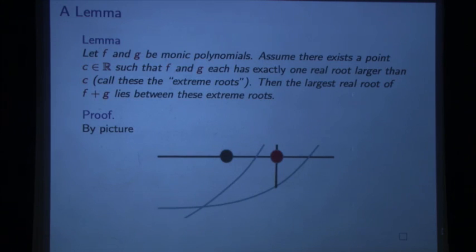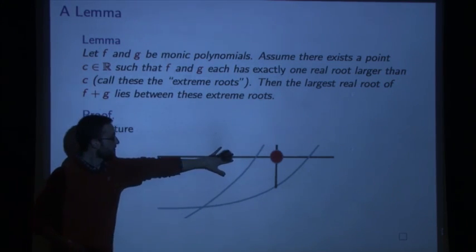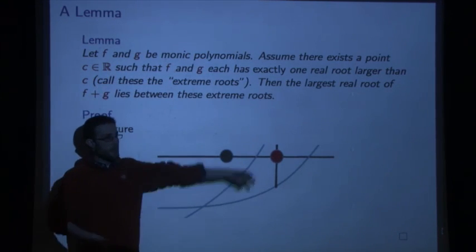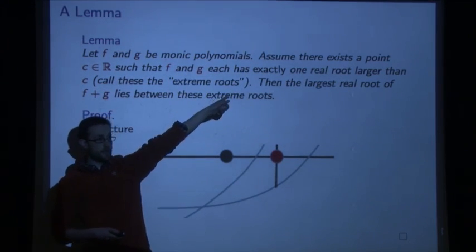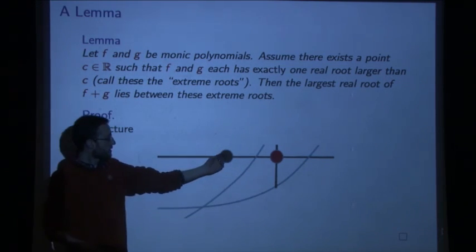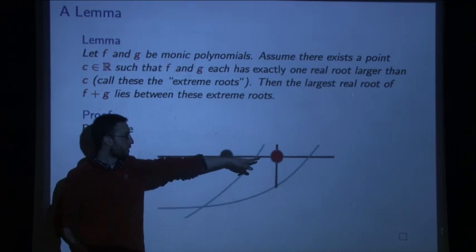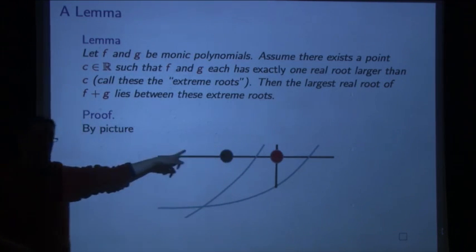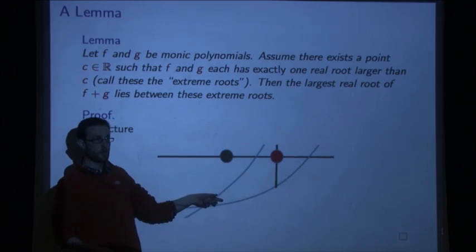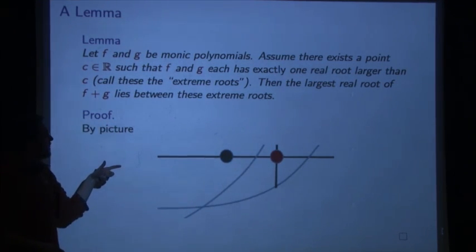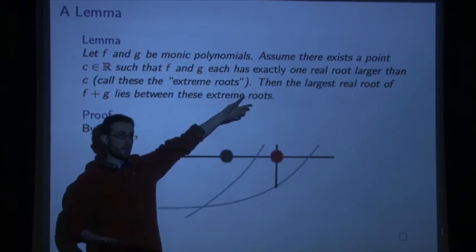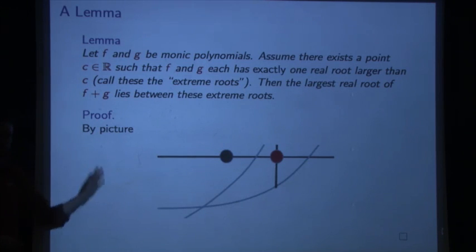And the proof is by picture. So here is our anchor. And since f and g are both monic, that means they end positive as x goes to infinity. And because this anchor is here, we know that each of these polynomials has exactly one root larger than the anchor. So they must both cross here and be negative at the point where the anchor is. And so here I have a sum of polynomials which starts out negative and ends out positive. And so somewhere in between it has to be 0.